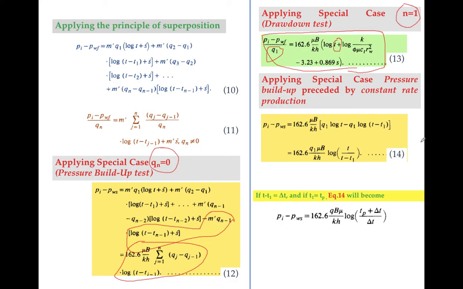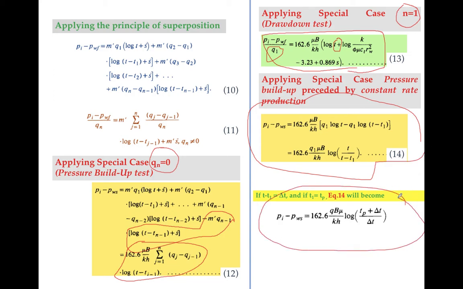So similarly, you can understand this particular application and this particular application. I have written this for you. Okay, let's move on.